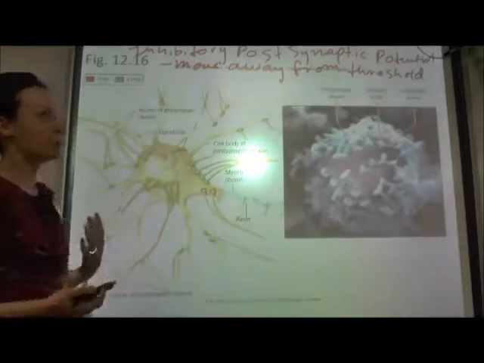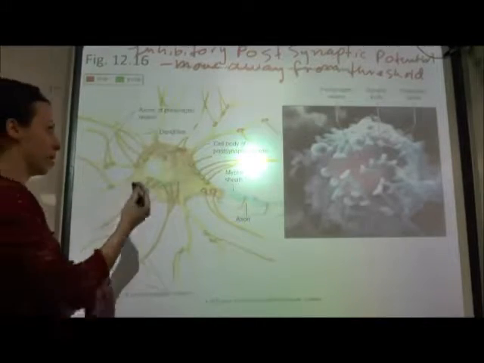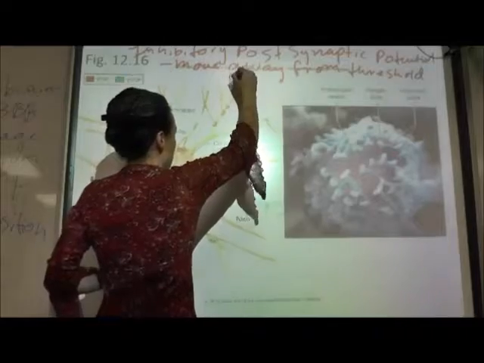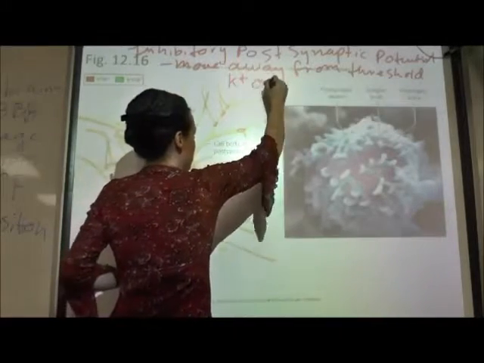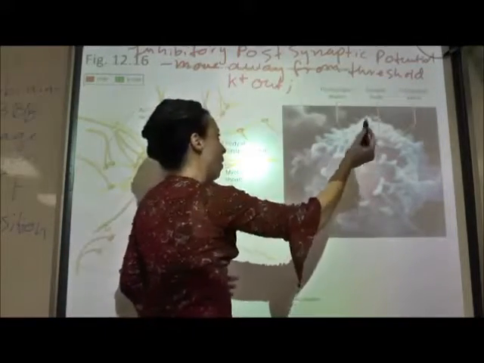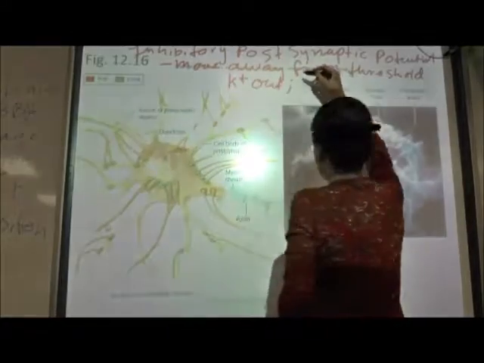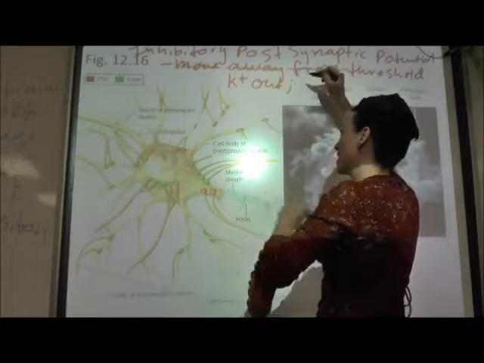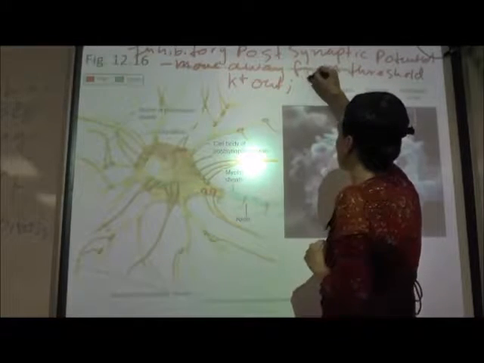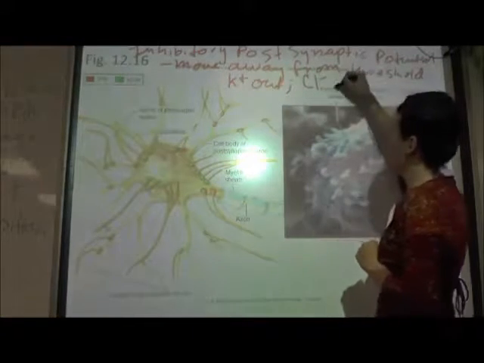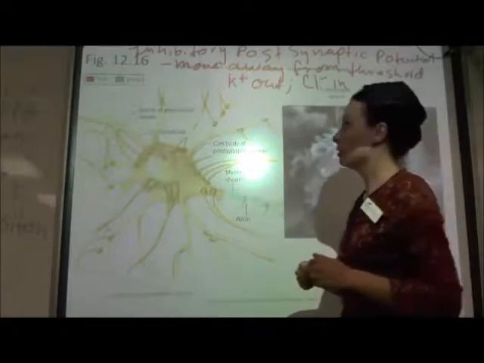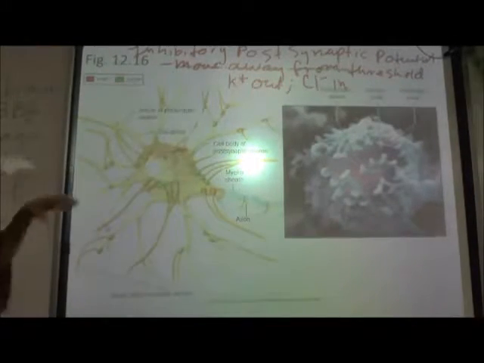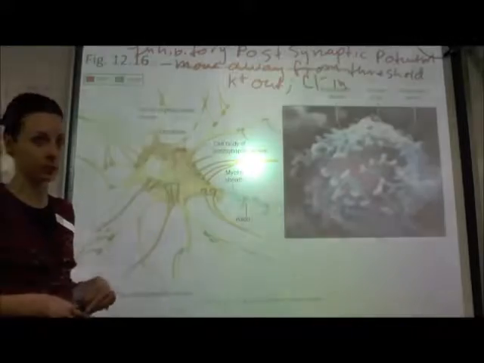So the inhibitory postsynaptic potentials will be caused by the opening of neurotransmitter-gated potassium channels, so it would be due to potassium flowing out, or to the opening of our neurotransmitter-gated chloride ion channels that will allow chloride ion to come into the cell. Both of those are going to move you away from threshold. So they're inhibitory. They're going to inhibit the formation of an action potential.